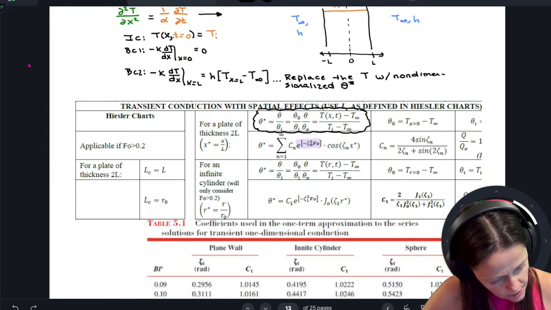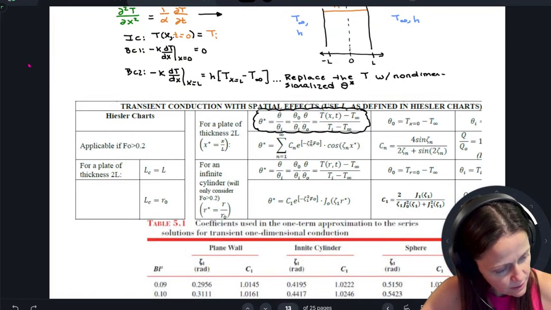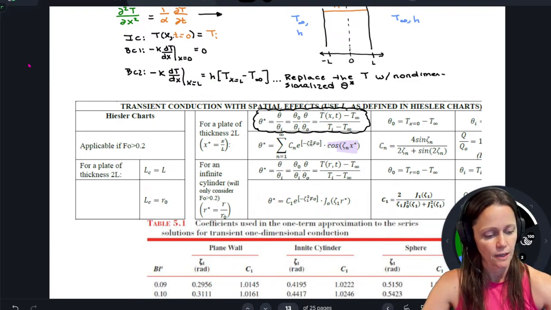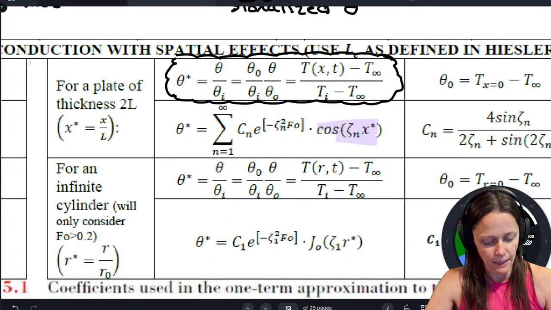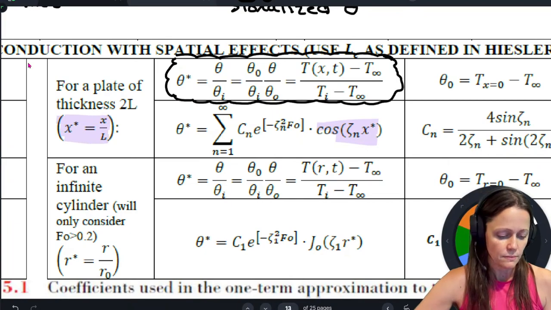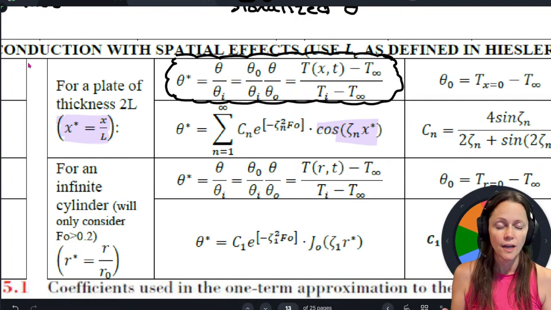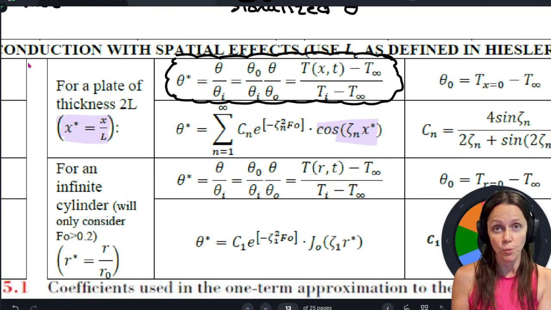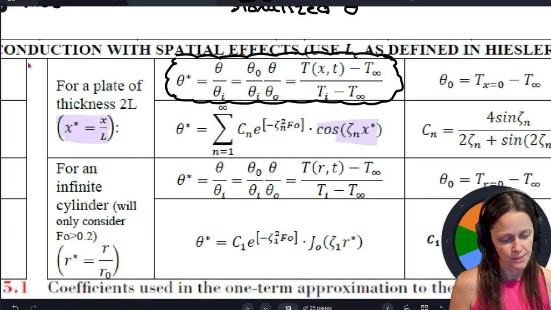Now we have this guy. So this is our spatial dependence portion. You've also got this zeta, we'll talk about him in a second. And then you've got this x star, which is defined right here. So x star is x, whatever position you're looking at, over L. That x star is a dimensionless position, right? So it goes anywhere from 0 to 1. It's going to be 0 at the midline, and it'll be 1 right at the surface, right at x equals L. Okay.